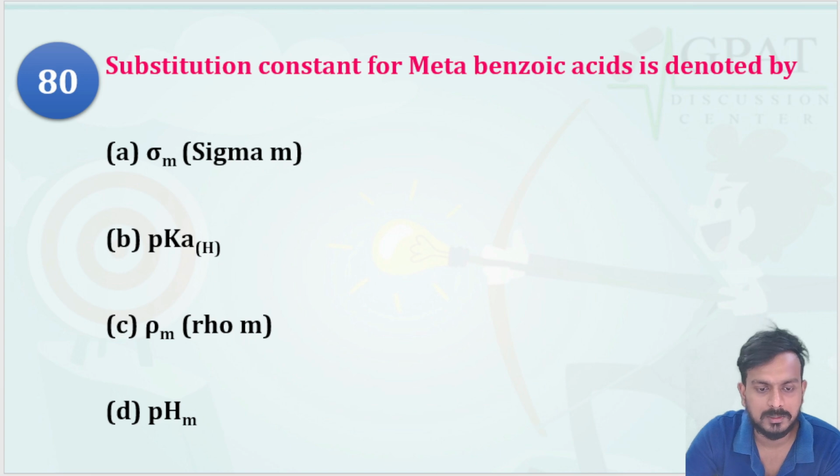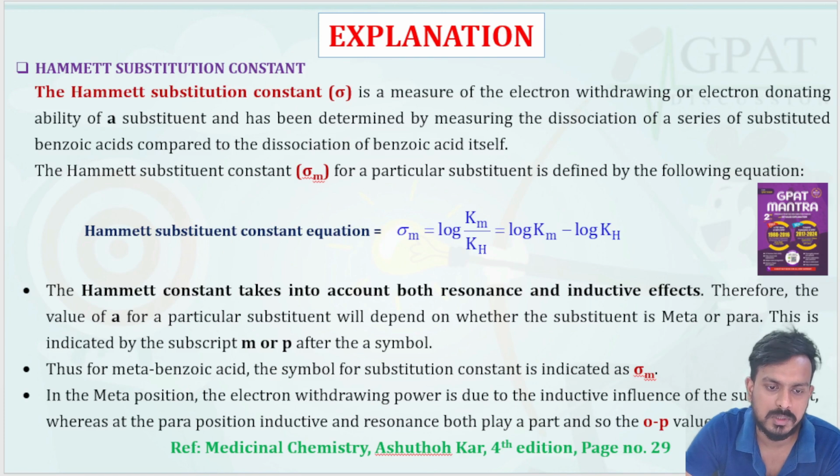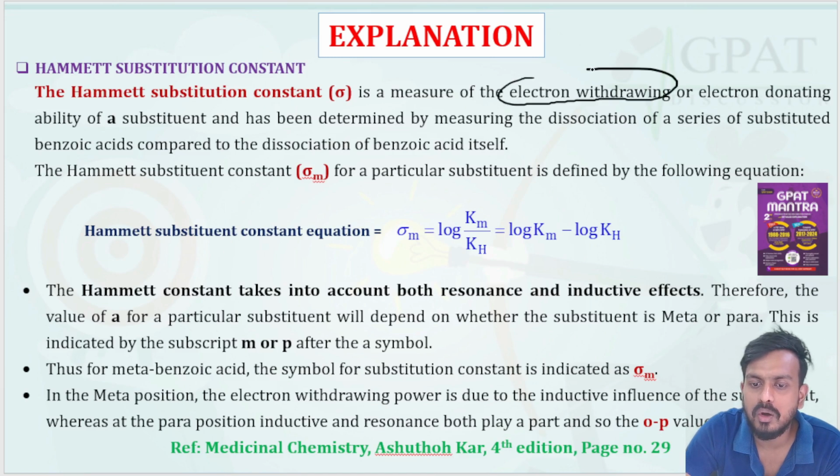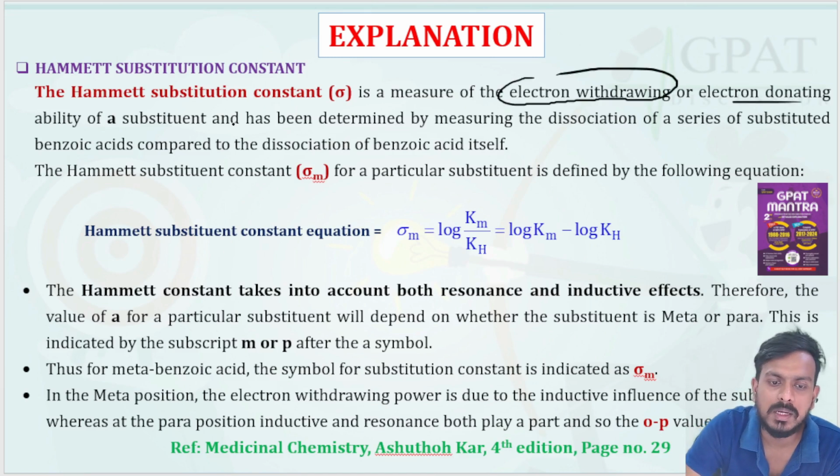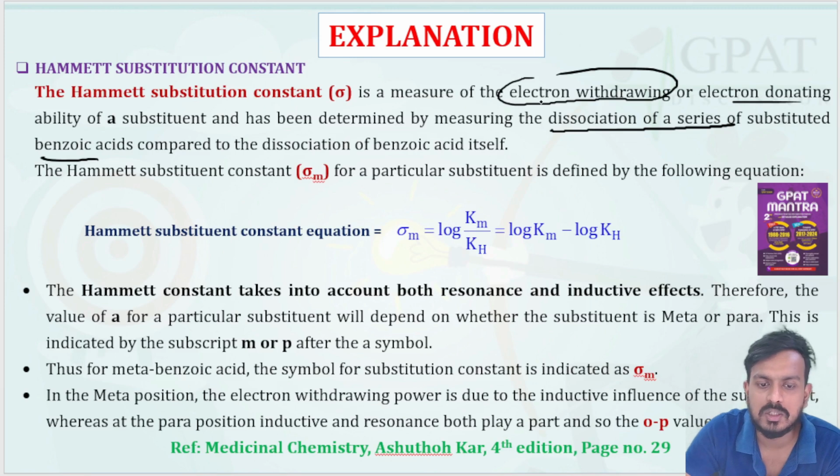Let's see, this is explained according to the Hammett constant. The Hammett substituent constant basically measures the electron withdrawing or electron donating ability of a substituent. It has been determined by measuring the dissociation of a series of substituted benzoic acids as compared to the dissociation of benzoic acid itself.